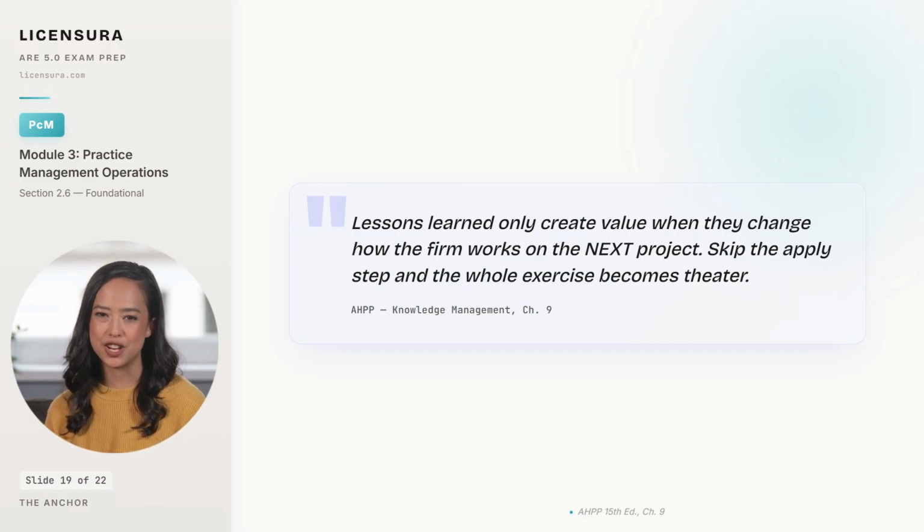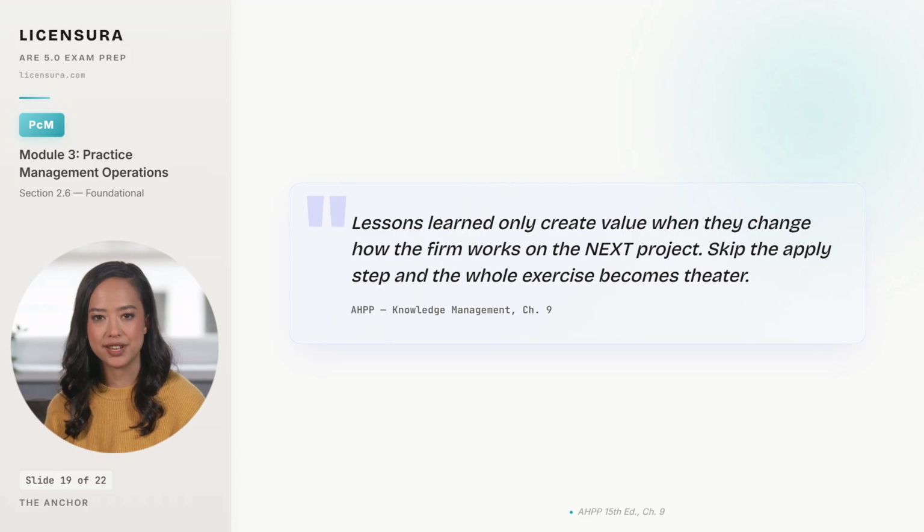Lessons learned only create value when they change how the firm works on the next project, and skipping the apply step turns the whole exercise into theater. The first half defines value, not at the project that just closed, but at the project that has not started yet, because the lesson only pays off the second time. The second half names the failure mode.